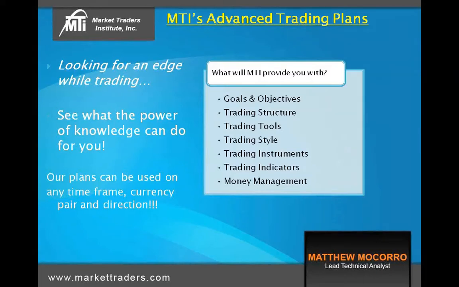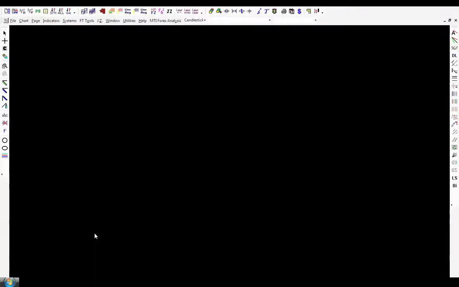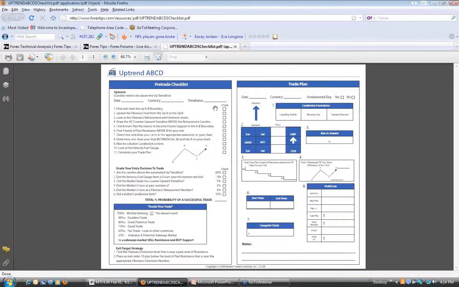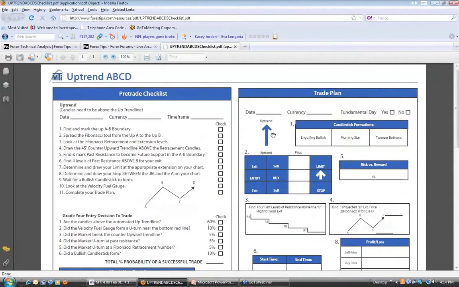Now, when it comes to more advanced strategies, all that really means is that we're basing our decision on more advanced techniques. We have more on a chart. So what you're seeing on the screen is one of our strategies called the Uptrend ABCD Checklist. See, we believe in the adage of plan your trade and then trade your plan. So all of our strategies come in this format, a pre-trade checklist.